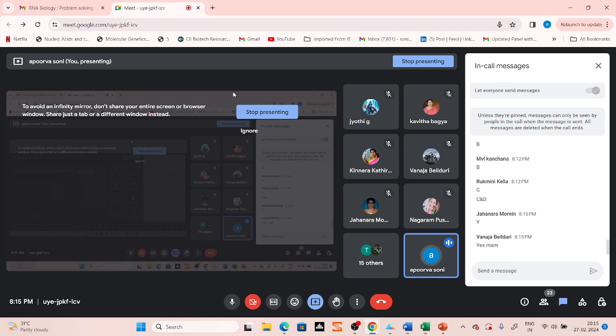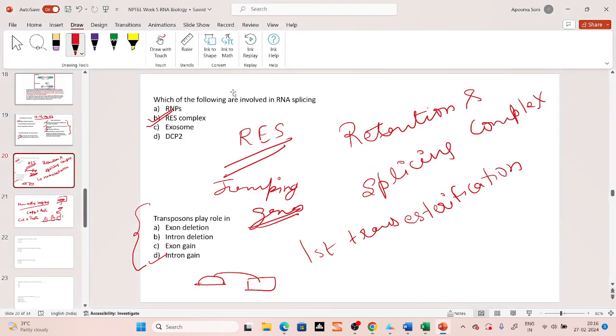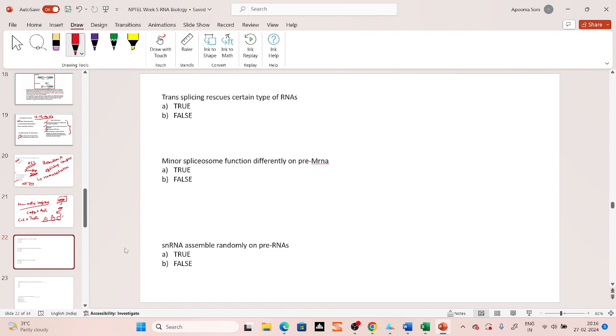It would be D only, not C and D, because as I said, transposomes, see, the regions which are essential, I mean, by logic, everything is essential. But essential here means the regions which are coding for a particular protein, those are important. They cannot move from one place to another. So it is always the intronic regions that are moving. Okay. Now, trans splicing rescues certain types of RNAs. True or false? Trans splicing rescues certain types of RNA. True or false?